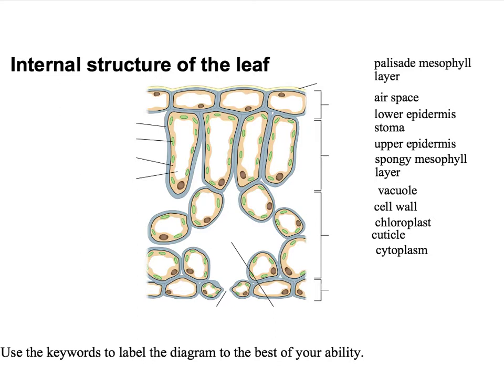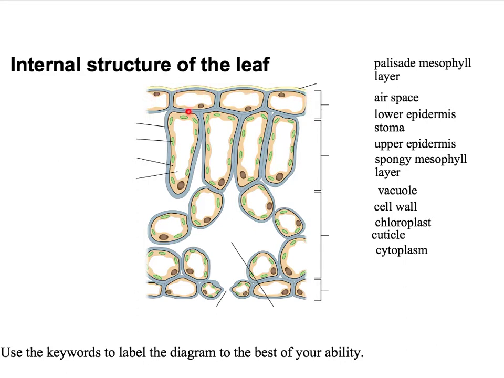This is a cross-section of a leaf, looking at the top of the leaf here and the bottom of the leaf here. So if we start at the top, what we can see is we've got a layer here, very thin, and this is the cuticle. Now the point of this is that it prevents water from leaving the leaf so that the plant can keep as much water as possible.